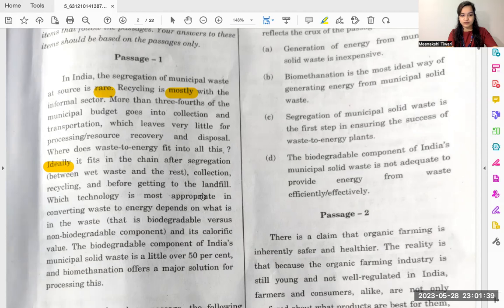Which technology is most appropriate in converting waste to energy? Do we have the answer? It depends on what's in the waste. Waste may have two parts, biodegradable, non-biodegradable. Technology depends on that. And its calorific value. The biodegradable component of India's municipal and solid waste is a little over 50%, a good amount. And biomethanation offers a major solution for processing this. Offers the best solution or a major solution, important indicator.